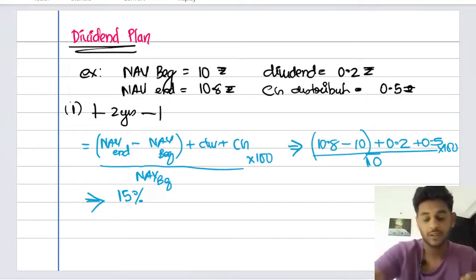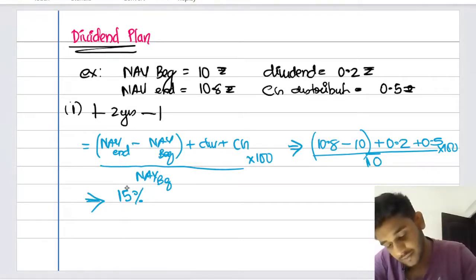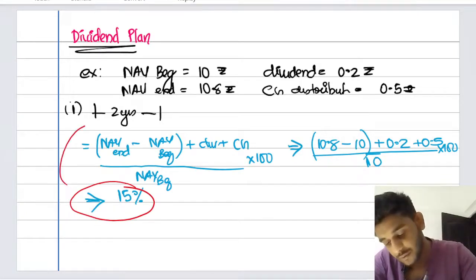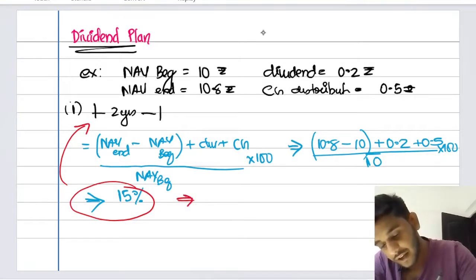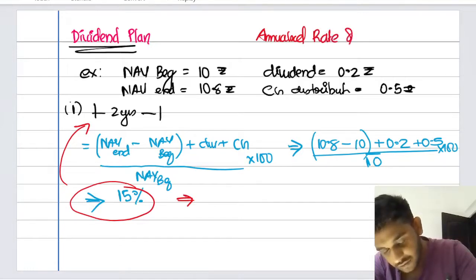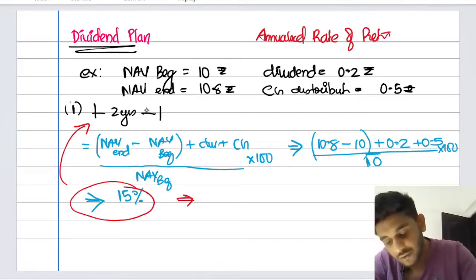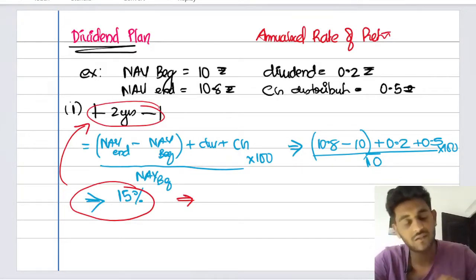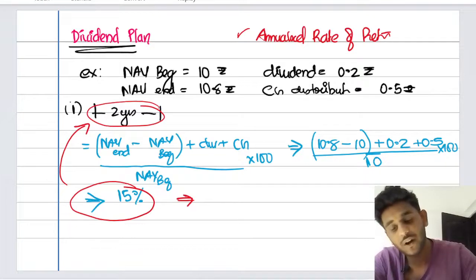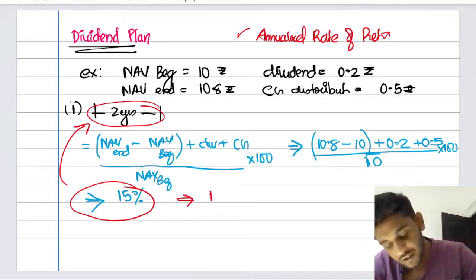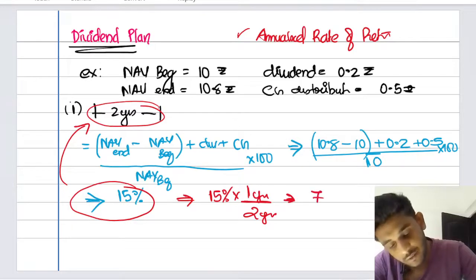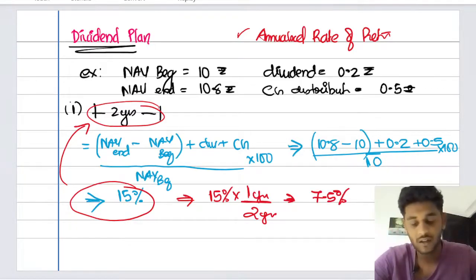But one thing you should notice here is that this 15% is for a period of 2 years. If the question is asking for the return for 2 years, then this answer is correct. But if the question is asking for the annualized rate of return, then we have to find for 1 year, since 15% is for a period of 2 years. Then it will be 7.5%.